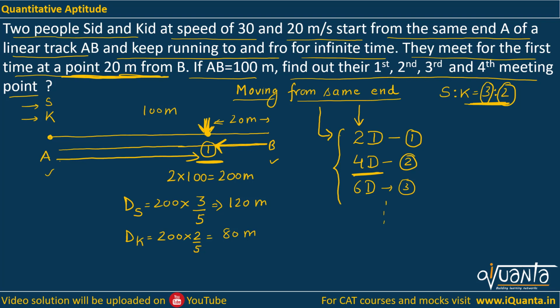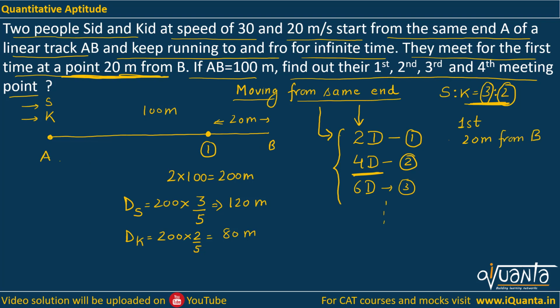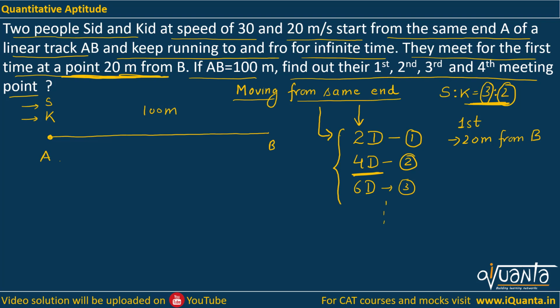I hope it is clear now. So in the question we have been asked, find out their first meeting point. So if it is asked related to B, we will say 20 meters from B. If it is said, find it out in relation to A, then you will say 80 meters from A. I hope that is clear. Now let us understand why they traveled 200 meter before meeting for the first time. Let me write down their first meeting point. It will be 20 meter from B. I will be writing distance from B, so this is the first one. Now why are both these bodies traveling equal to 200 meter when they are meeting for the first time?